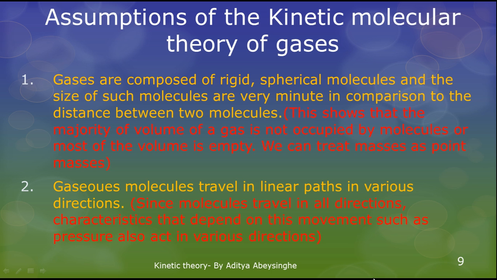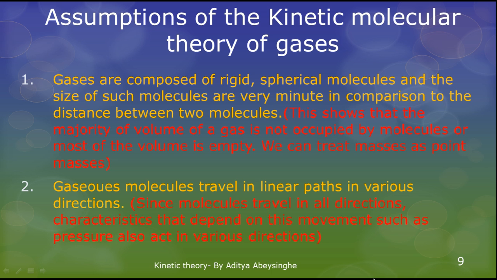So the first assumption is that gases are composed of rigid spherical molecules, and the size of such molecules is very minute in comparison to the distance between two molecules. What I mean by that is that gas molecules are very small in size, but the distance moved by them within a unit time is very large compared to their volume. You can think of these as very small grains, even smaller than grains, in comparison to the container in which they are contained. You have a large container, but you have small grains that travel with a large velocity.